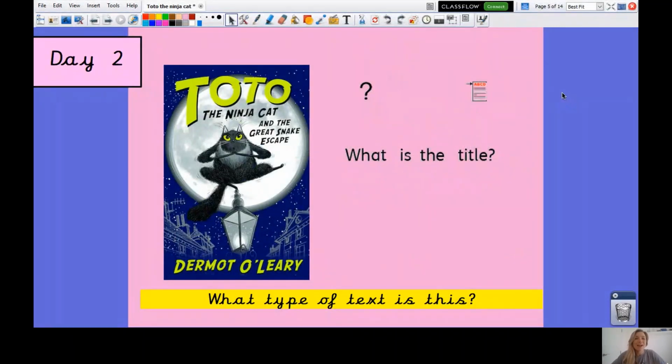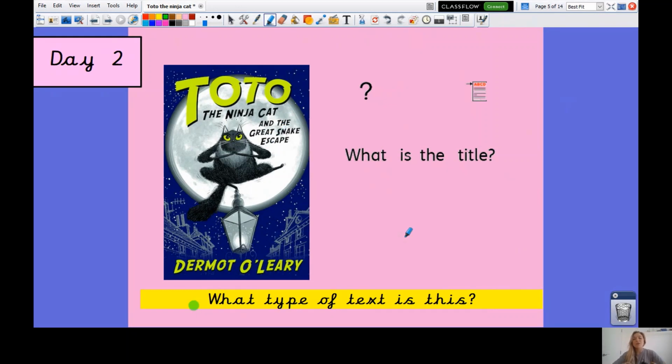Hi Year 2, welcome back to day 2 of Toto and the Ninja Cat. Now I'd like you to find the full title of the text, so you might want to pause me whilst you have a look at the book cover to find the title. The title is Toto the Ninja Cat and the Great Snake Escape. Here we have the full title of the book.